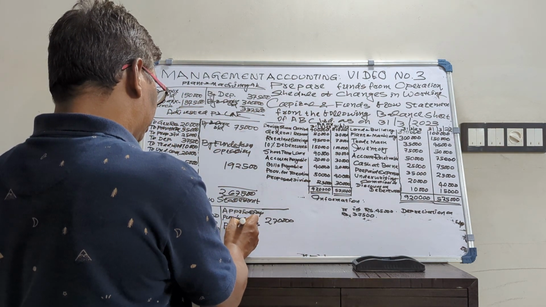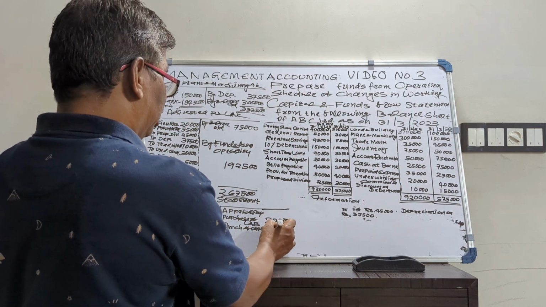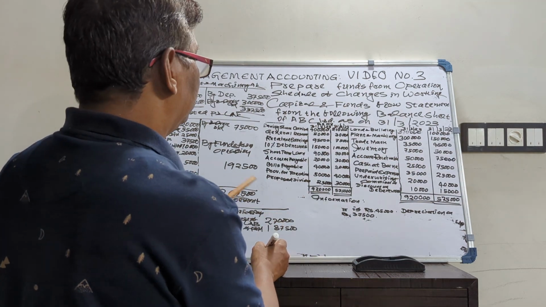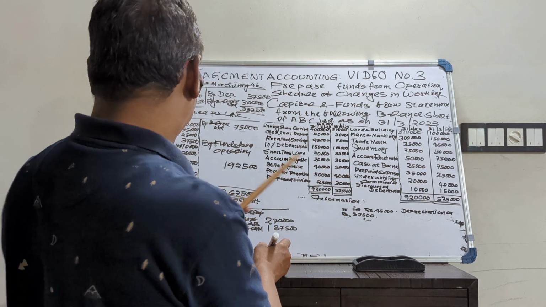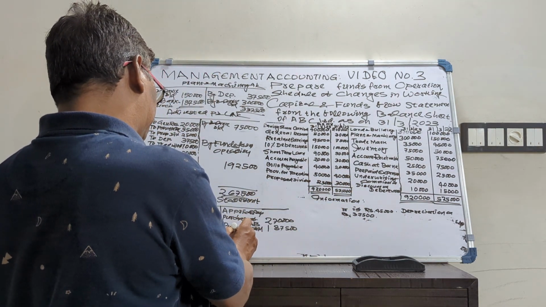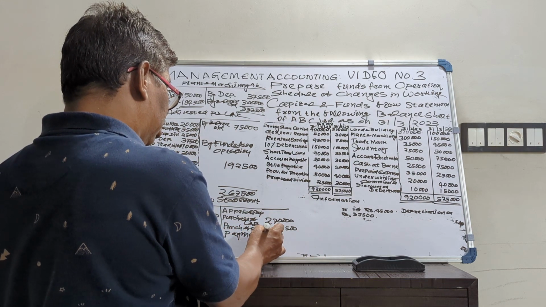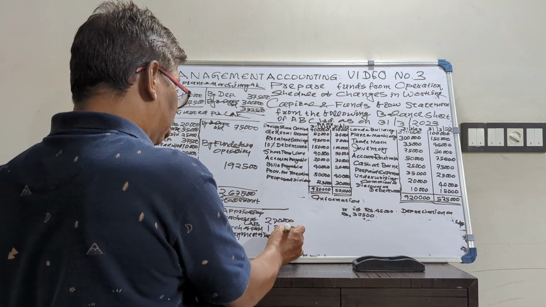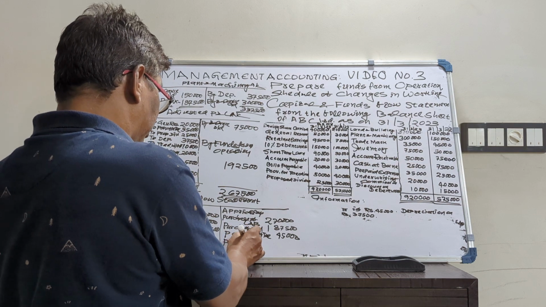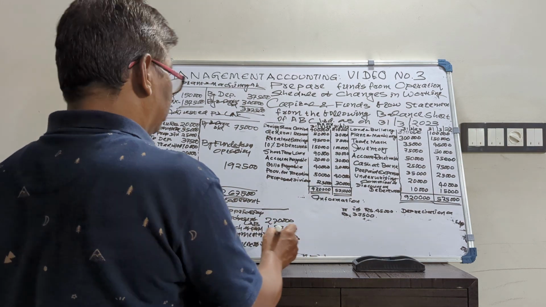So purchase of plant and machinery 1,87,500. Then it is tax, payment of tax 45,000. Then payment of dividend 30,000.